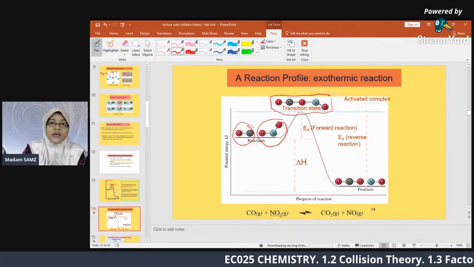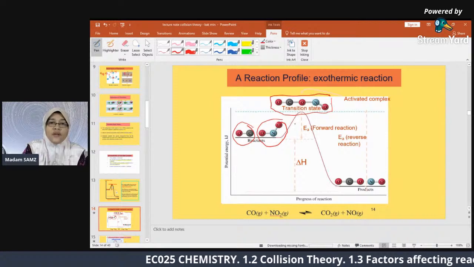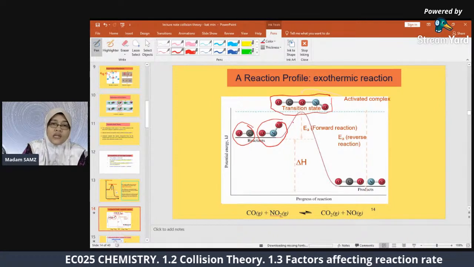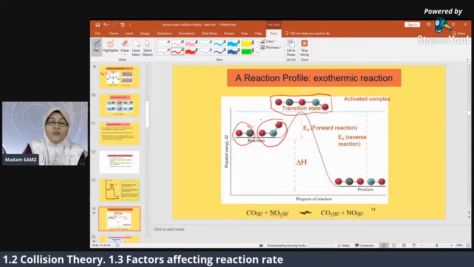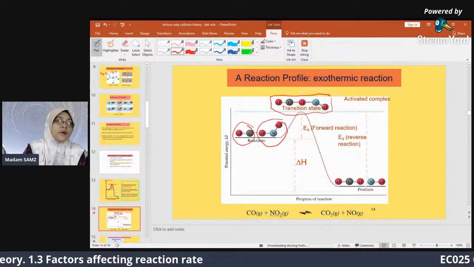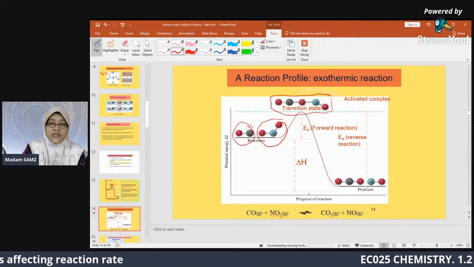But if the reactants collide and do not have enough energy, they again will reform back to be reactants. Okay, meaning when they collide without enough energy, they go back down to form the reactants.